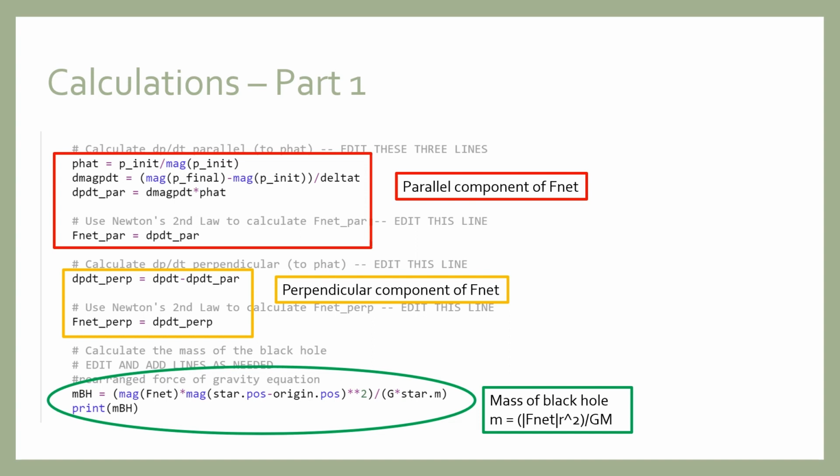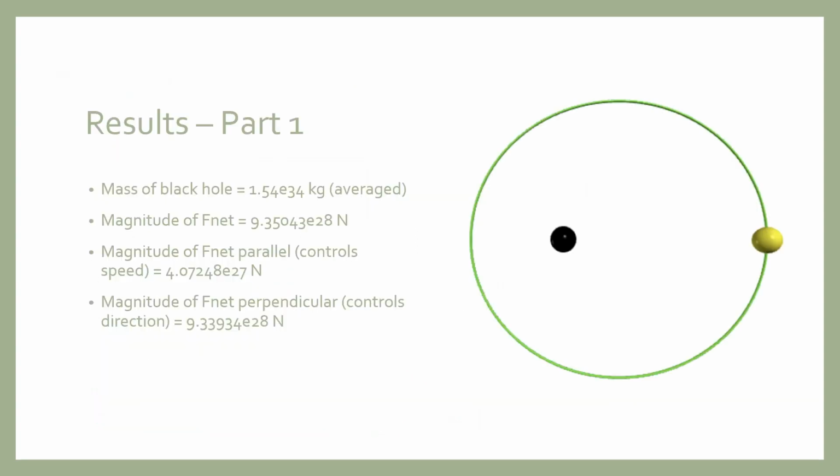Here are the final results. We averaged the different masses given over time to find that the mass of the black hole was 1.54e34 kilograms. We also gained information on the magnitude of Fnet and its components at the time the program ended.